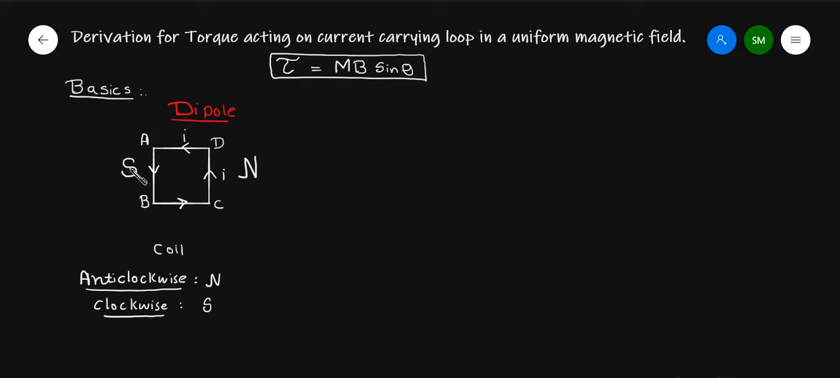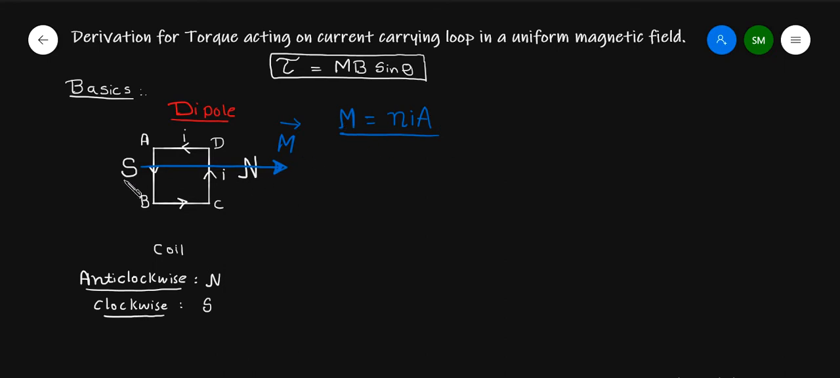Now every dipole has a dipole moment. Here the direction of the dipole moment is from south to north. So a current carrying loop works as a dipole and it has a dipole moment. The dipole moment of a current carrying loop is given by NIA, where N is the number of turns in the coil, I is the current running in the coil, and A is the area of the coil. So in short, remember that every current carrying loop works as a dipole, and it has a dipole moment given by NIA.